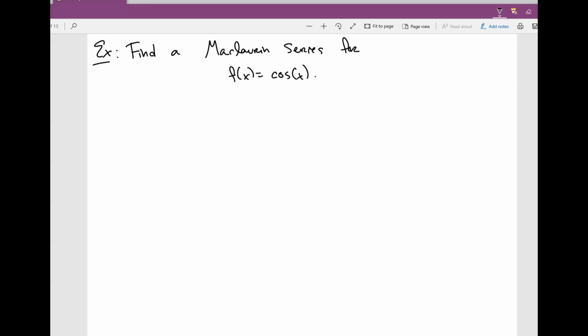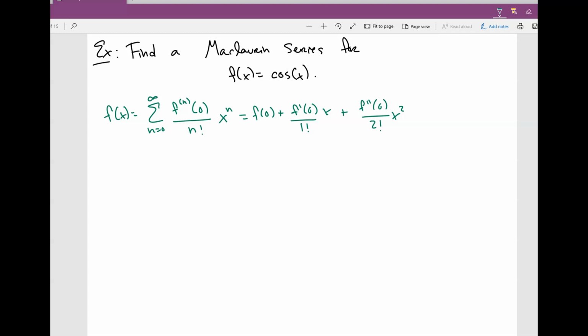Okay, so here we want to find a Maclaurin series for f of x equals cosine of x. So we're going to start off by writing out the entire series. So we have f of x is equal to the sum from n goes from 0 to infinity of f nth derivative 0 over n factorial x to the n. And we know that this should be f of 0 plus f prime of 0 x over 1 factorial plus f double prime of 0 over 2 factorial x squared, and then we continue on.